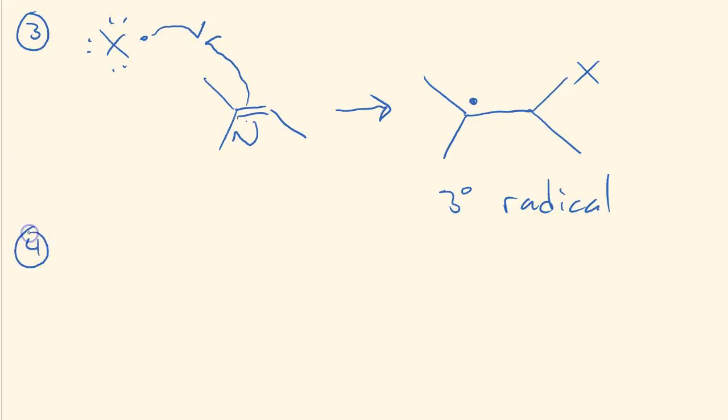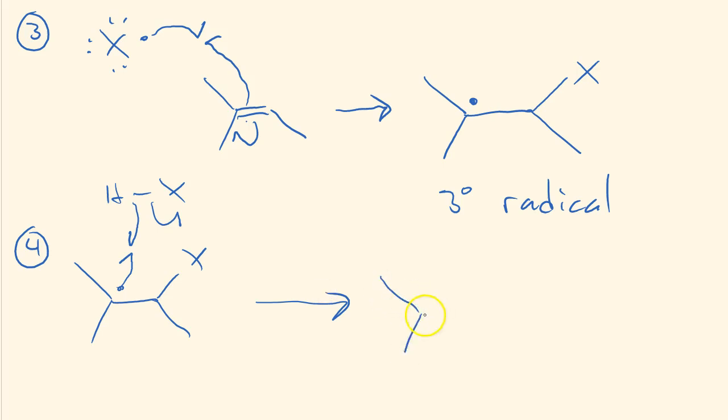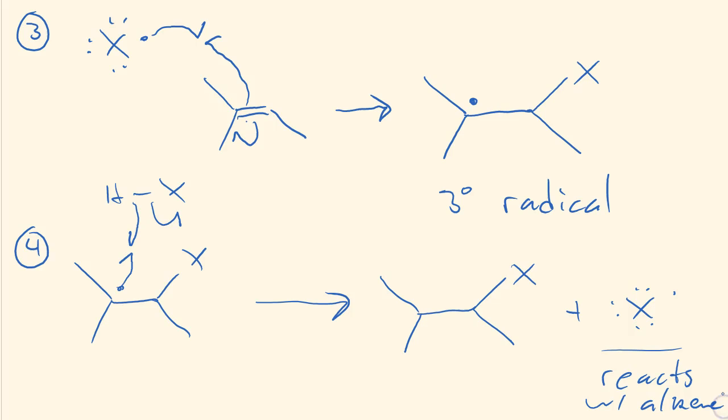In step 4, our tertiary radical reacts with another molecule of the acid. This gives us our final product. Right, it gets rid of that radical, and we get a new halogen radical. This can react with more of the alkene. So this is what we call a chain reaction.